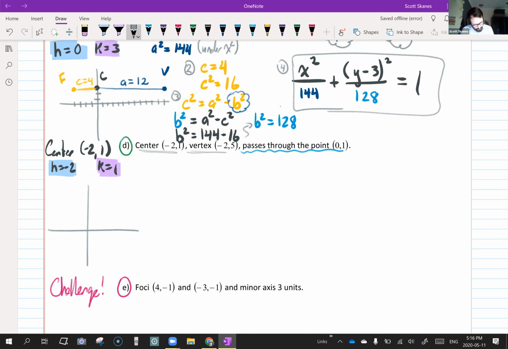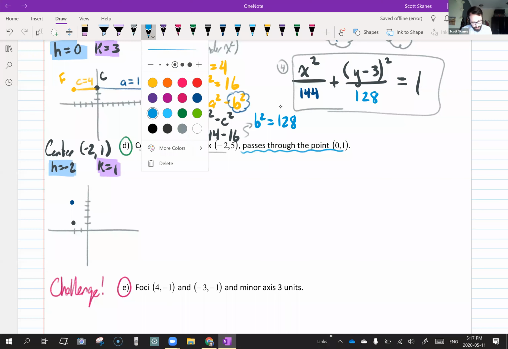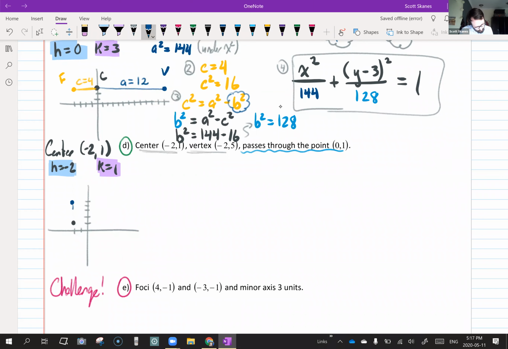So let's put our center on the graph. Over by 2, up by 1, that's my center. Vertex, left by 2, up by 5. So 1, 2, 3, 4, 5. My vertex. That means that must be the major axis in the y direction. I know that already. So I already know what A is. A must be, what's that distance? 1, 2, 3, 4. A must be 4. Okay? So from that, I know that A is 4. That means that A squared must be 16.